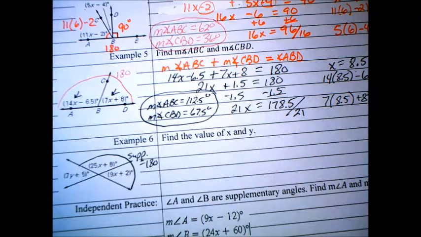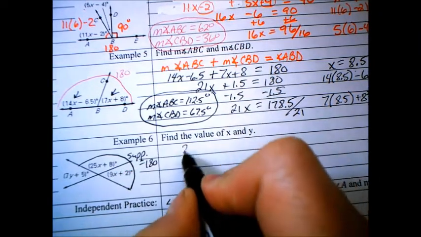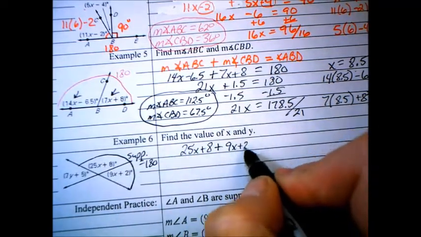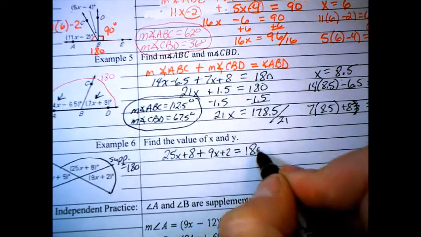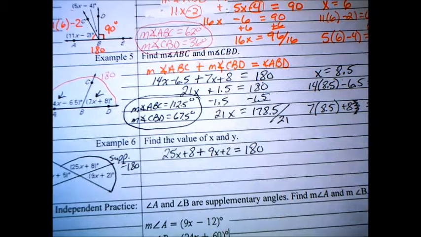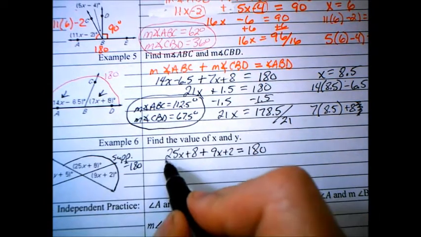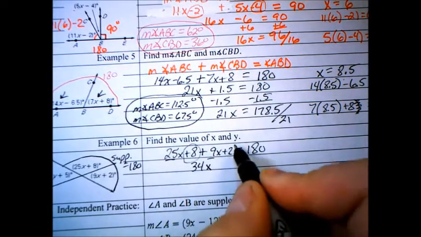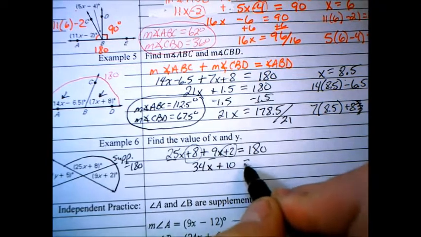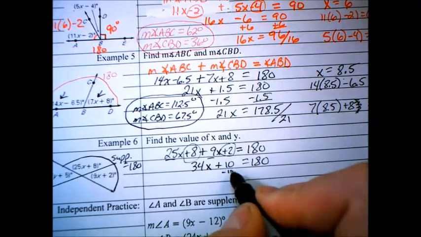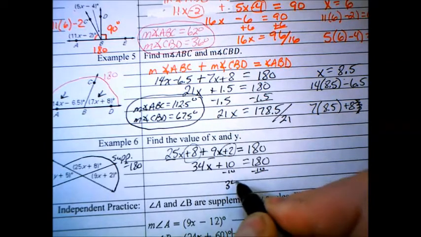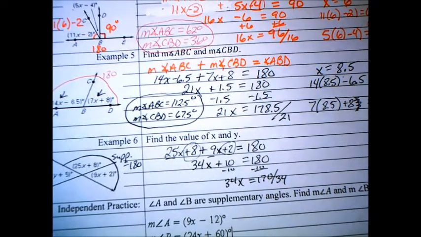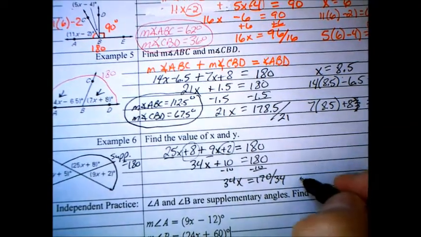So that means I'm going to take the 25x plus 8, add to it the 9x plus 2, and set it equal to 180 degrees. 25 plus 9, adding my x's, I come up with 34x. Now my constants, 8 plus 2 is now 10. I'm going to subtract the 10 and have 34x is equal to 170, and then I need to divide. And that tells me that x is equal to 5. There's one answer right there.